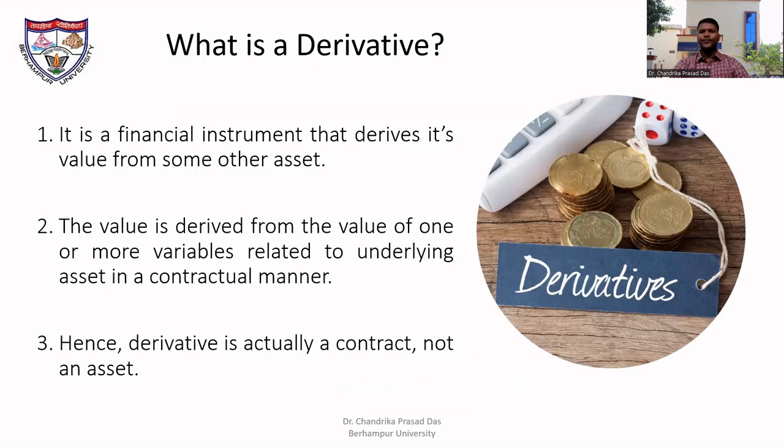Let us say you want to purchase a derivative of Reliance share. Then in that case, the underlying asset would be the market price of Reliance share. It has no independent value. The value of a derivative contract is dependent on another asset. Hence, derivative is not an asset. Derivative is a contract.